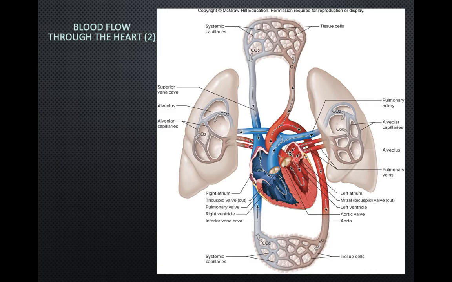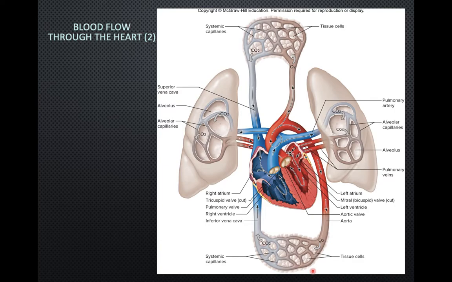And these are going to empty into the left atrium. From there, the blood passes into the left ventricle via the bicuspid valve or the mitral valve. And from there, the blood is passed into the aorta through the aortic semilunar valve. From the aorta, the oxygenated blood is then brought back into the systemic system so that our tissues can be refilled with nutrients and oxygen.